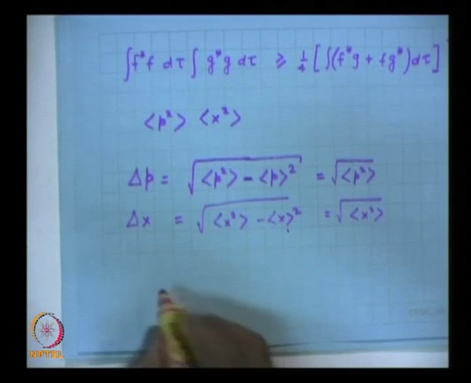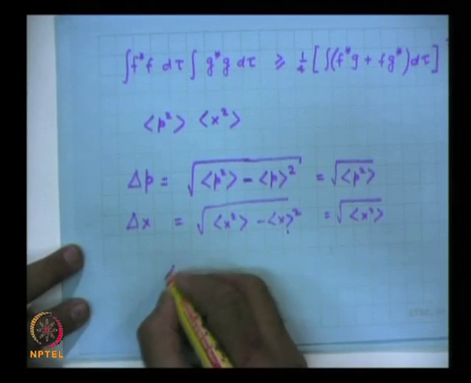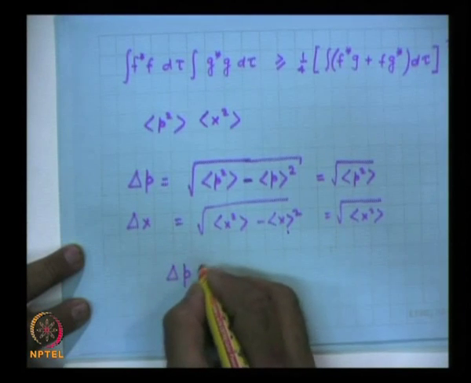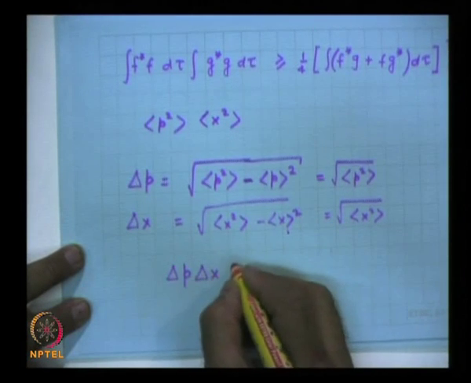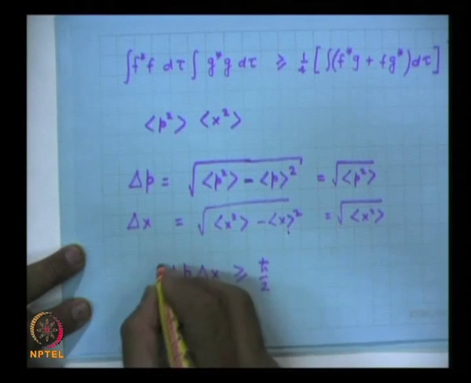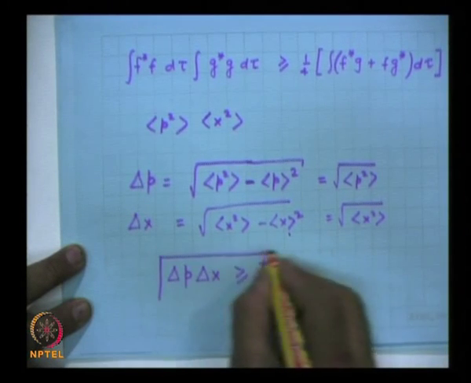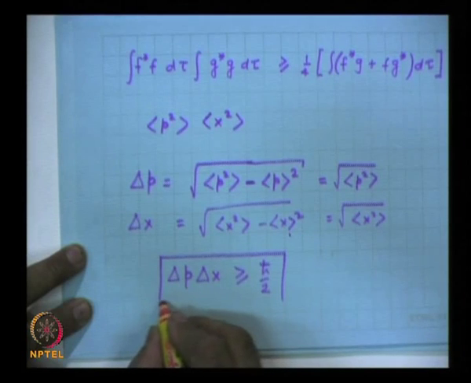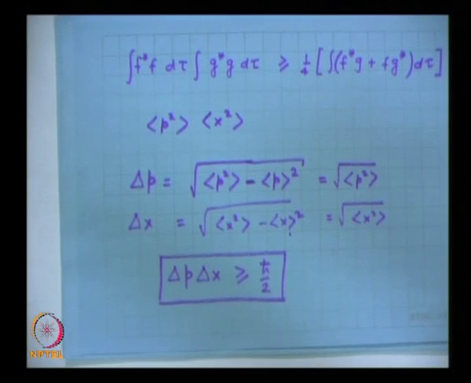So, if I substitute this here, I will get the uncertainty relation that delta p delta x is always greater than or equal to h cross by 2. This is the uncertainty relation that we have proved from the first principles. And let me give you a few examples.